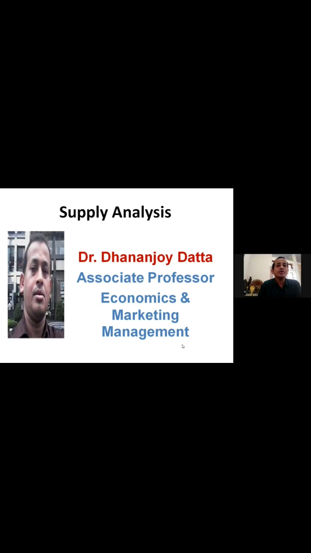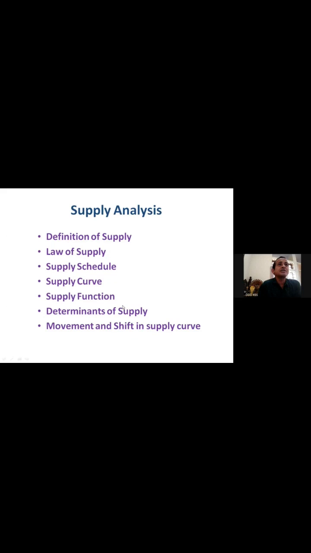Now today we will start our session on supply analysis. I am Dr. Dhananjoy, and in supply analysis today we will first discuss the definition of supply, then the law of supply, supply schedule, supply curve, supply function, and determinants of supply. Determinants of supply are also the factors influencing supply. Then we'll discuss movement and shift in the supply curve. So these are today's topics of discussion in this session.